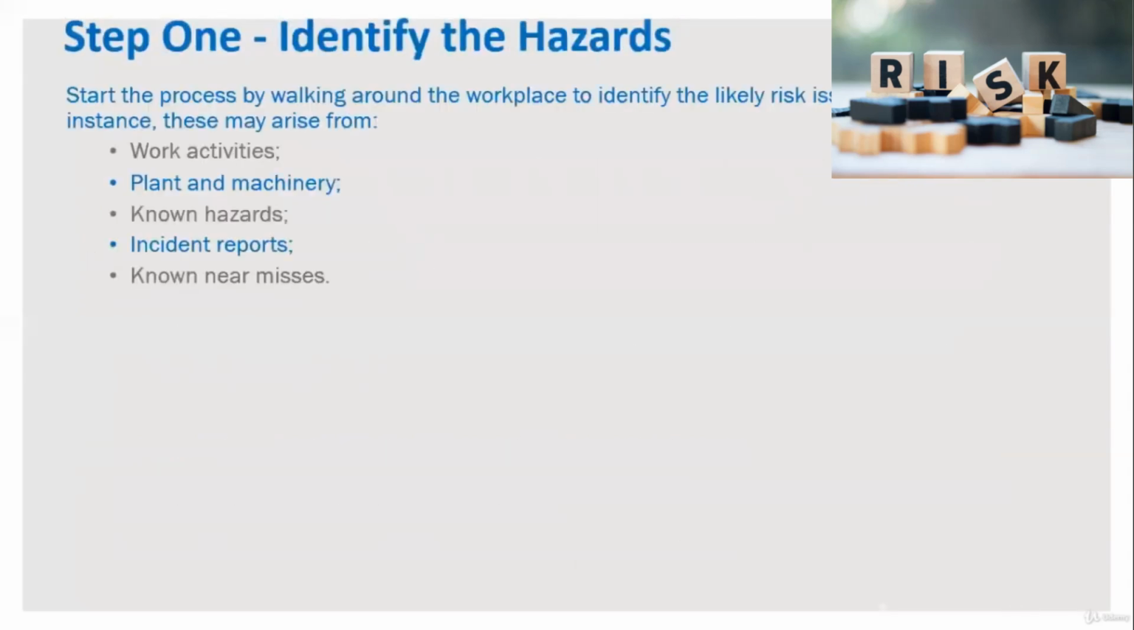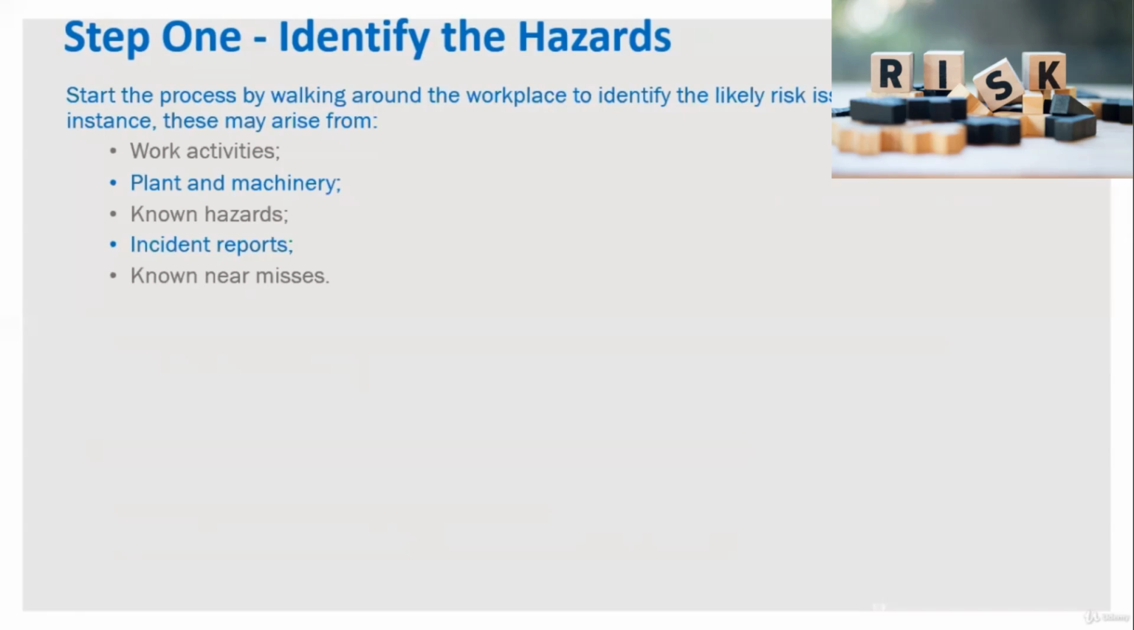So as we discussed, step 1, identify all the risk activities and issues in the workplace. All the work activities should be looked into, and plant and machinery should be looked into to identify these hazards. Known hazards, for example, chemicals, your paint, your fire, your petroleum, your diesel, your vehicle, your knife, your stress.